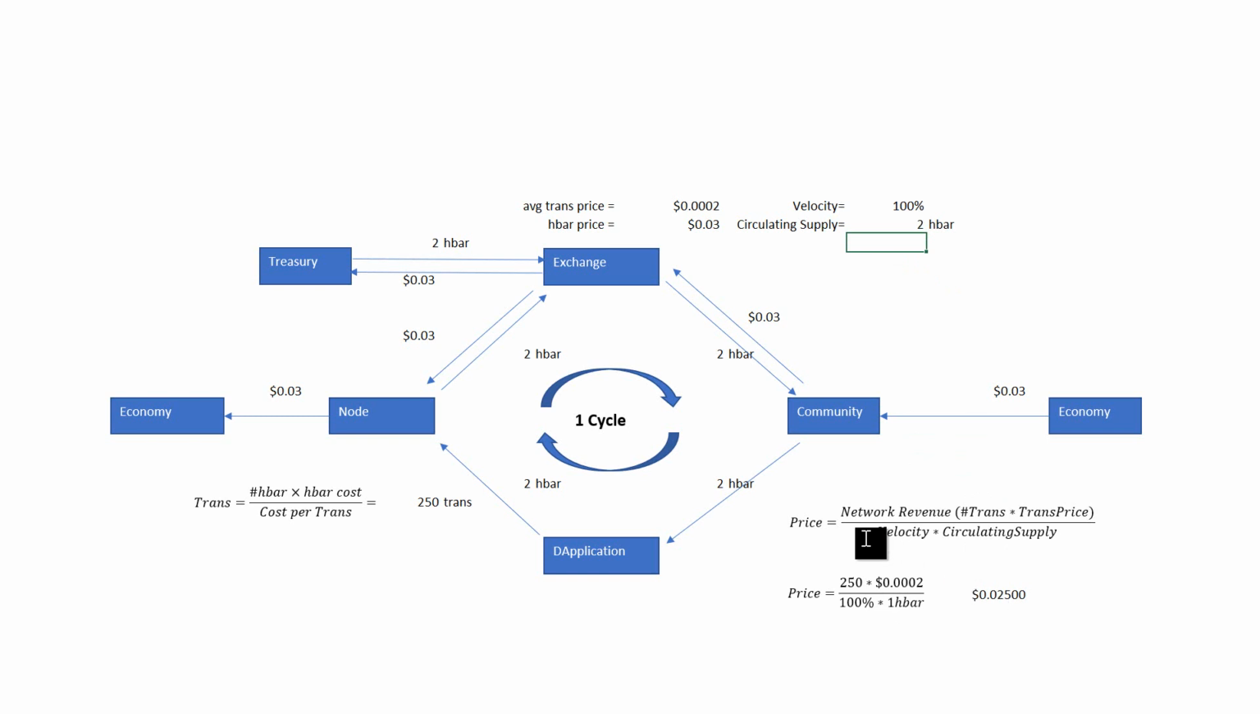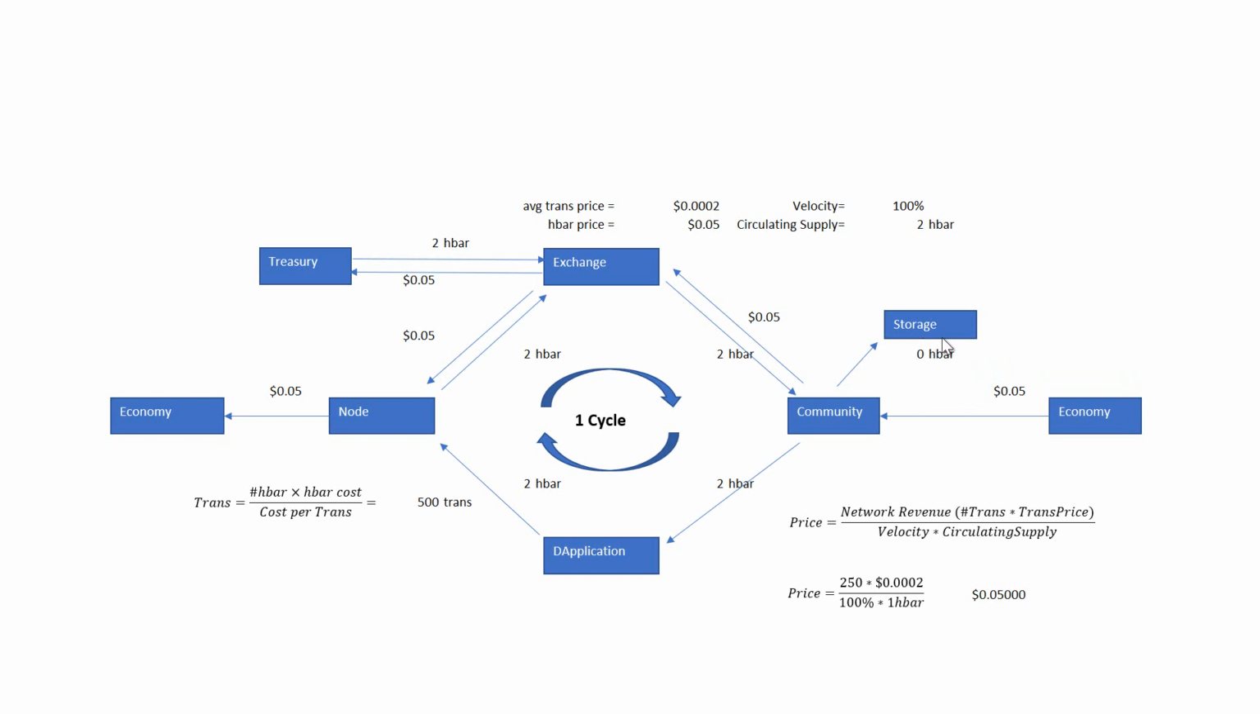This is also driven because none of the other factors have changed. The community still needs 250 transactions, only 250 transactions. If for some reason the community needed 500 transactions, what you'll find is that we're back to 5 cents. So you can see that there is a seesaw effect of the number of hbar in circulation, the velocity, and the number of transactions. Now we'll introduce the concept of storage.